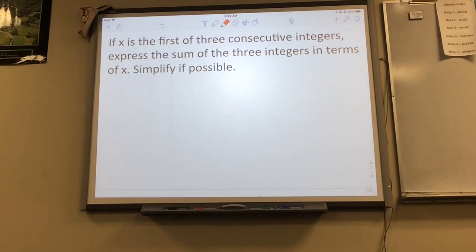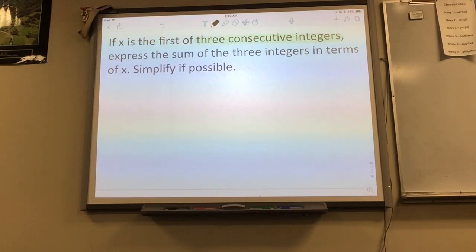Okay? It says if x is the first of 3 consecutive integers, express the sum of those 3 integers in terms of x. So it says x is the first of 3 consecutive integers. That's what you want to look for in the problem. 3 consecutive integers. It doesn't give us a single number. So how are we supposed to do this?